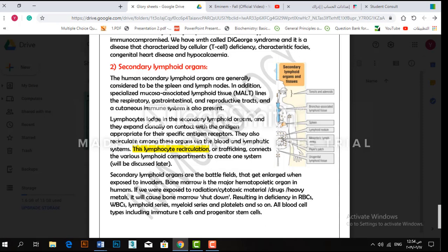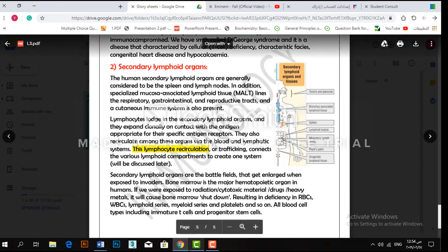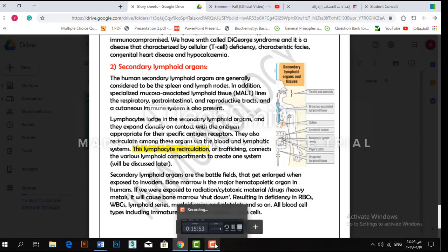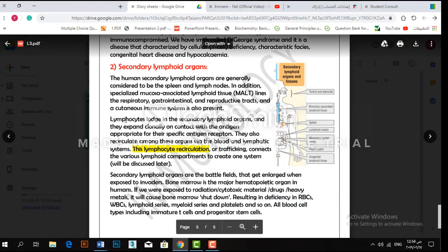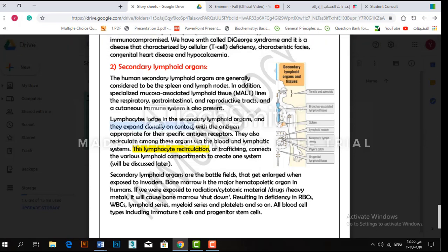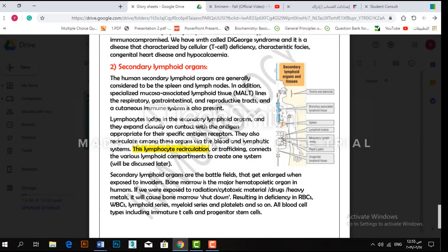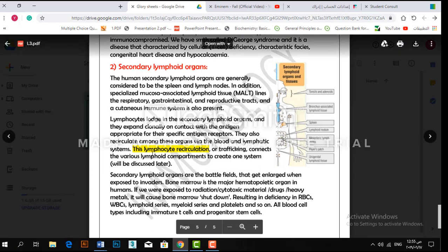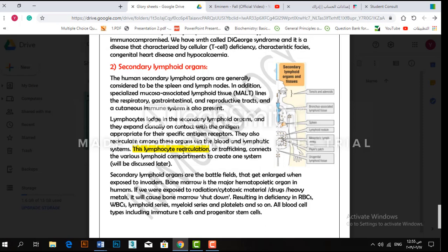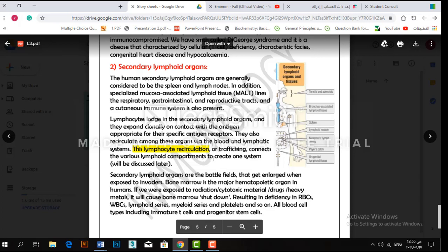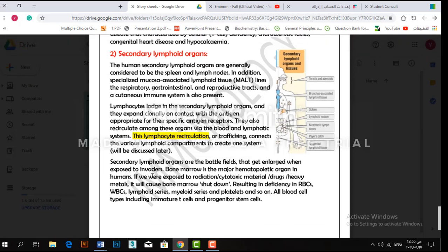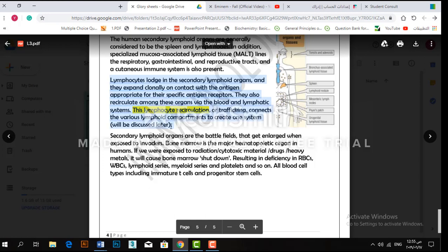Okay, lymphocytes lodge in the secondary lymphoid organs, and they expand clonally on contact with the antigen appropriate for their specific antigen receptors. Okay, they also recirculate among these organs via the blood and lymphatic vessels. This lymphocyte recirculation or trafficking connects the various lymphoid compartments to create one system. This will all be discussed later on.